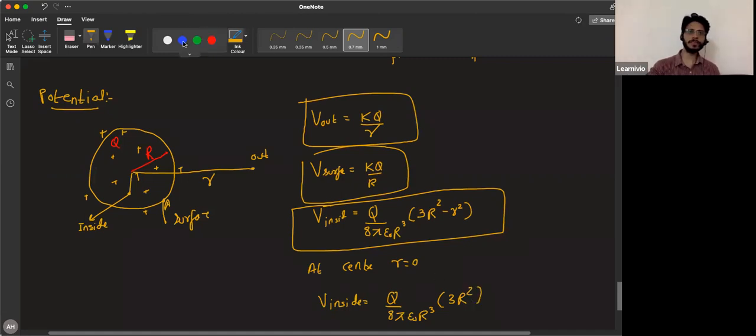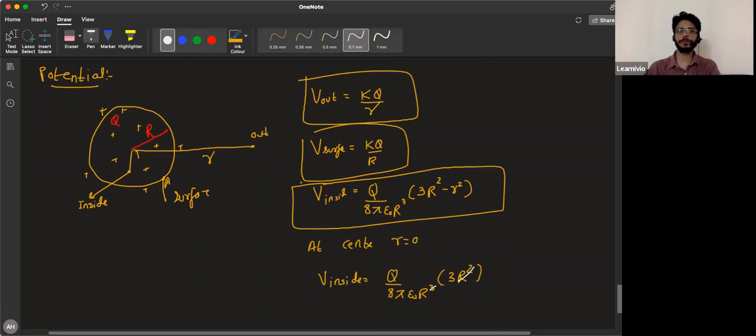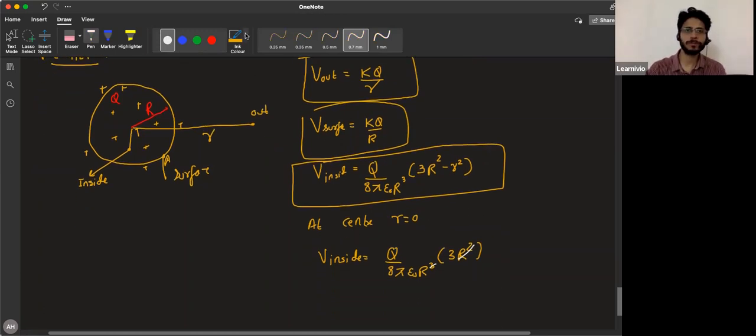Next, you can cancel this r square and this r cube. This r square will cancel, and we get 3 r. So this is the expression of potential at the center of the sphere. At the center, it's 3 by 2.